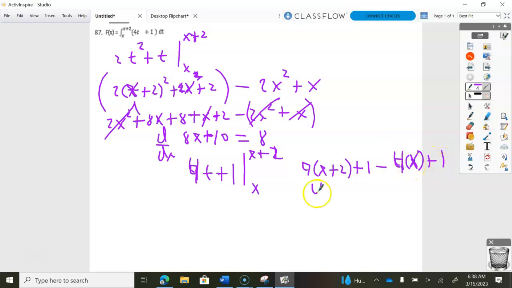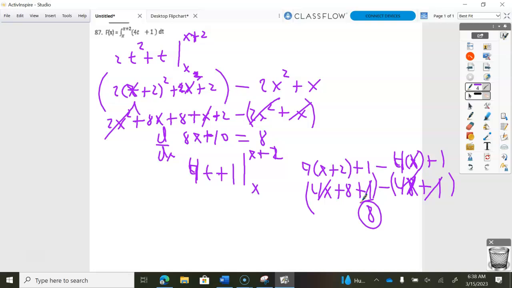If I simplify this, I get 4x plus 8 plus 1 minus 4x minus 1. The 4x's canceled out, the 1's canceled out, and I get 8. So it's robust enough to deal with that nonsense, but that's a little confusing.